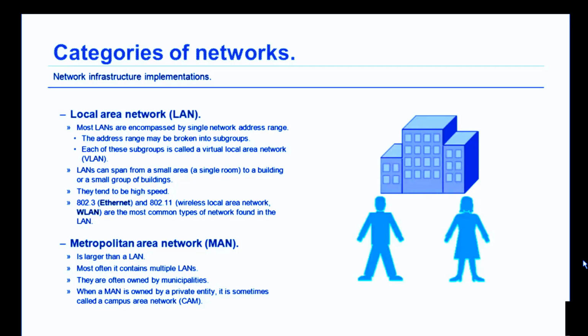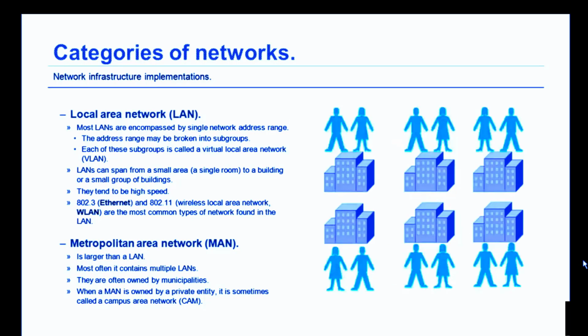It is becoming more common to see 10 gigabits per second networking on the LAN. The most common types of network on the LAN are the 802.3 or Ethernet and/or the 802.11 or wireless local area network. These are the most common types of network found on the LAN.